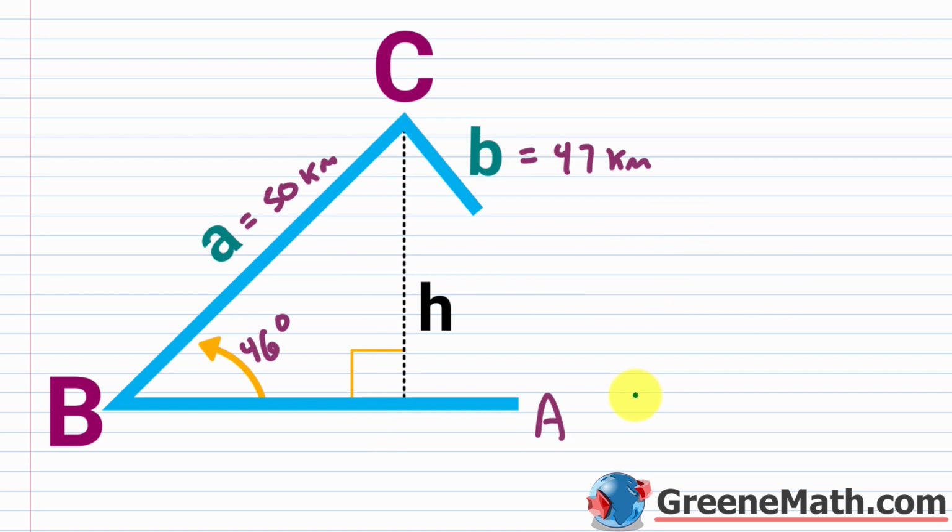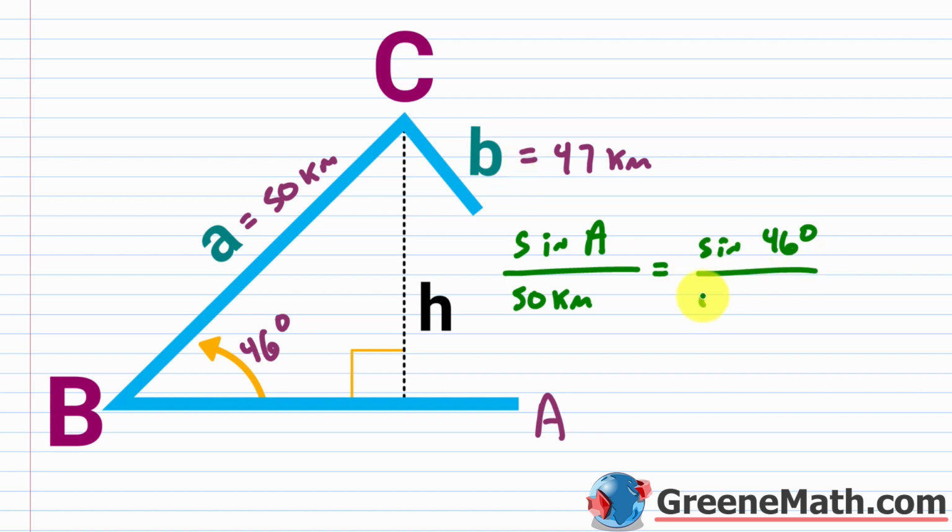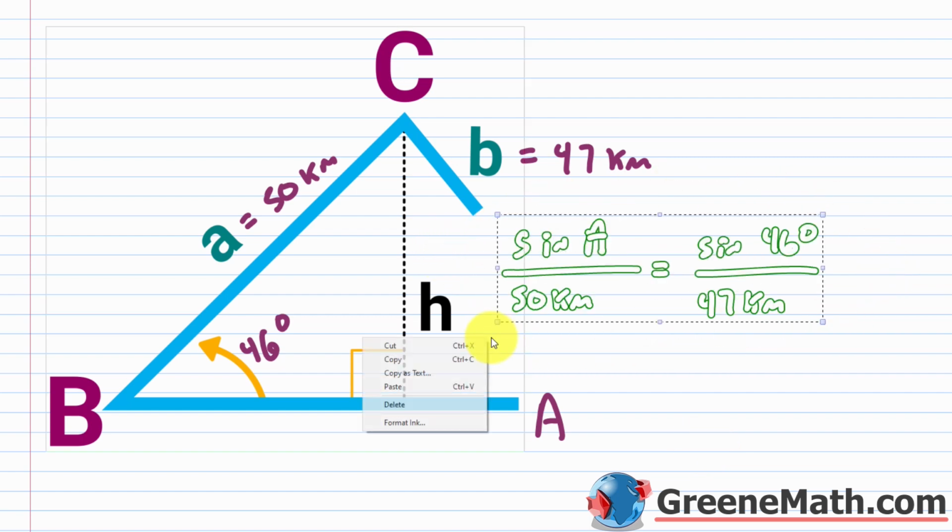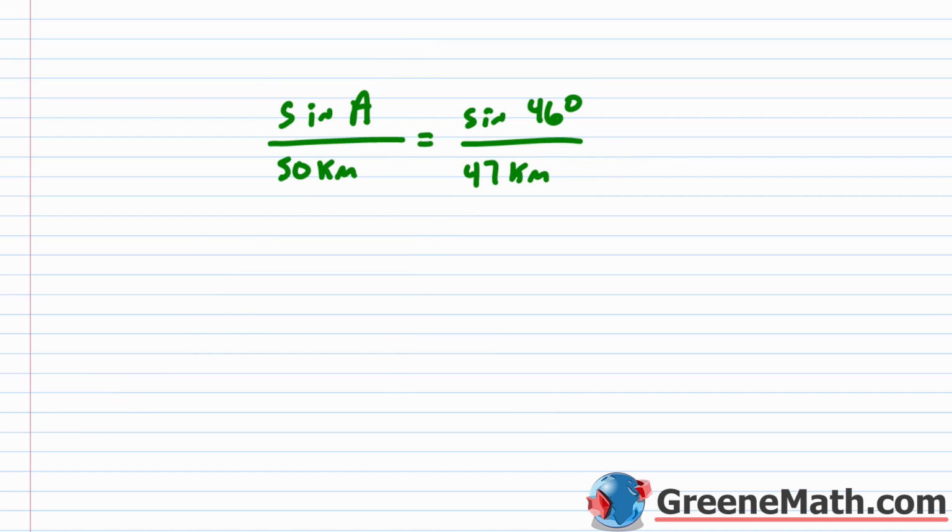Now, here's where I go into the law of sines. So if you wanted to skip what I just did, you would start at this point. I would first try to figure out what is the measure of this angle A. To do that, I would say that the sine of A over, again, this side A here, the length is 50 kilometers. This is equal to the sine of B. In this case, the angle B is 46 degrees. And this is over the length of this side B, which is 47 kilometers, like this. Okay, let's solve for the sine of A. Let me grab this real quick. And what I'm going to do is multiply both sides by 50 kilometers.